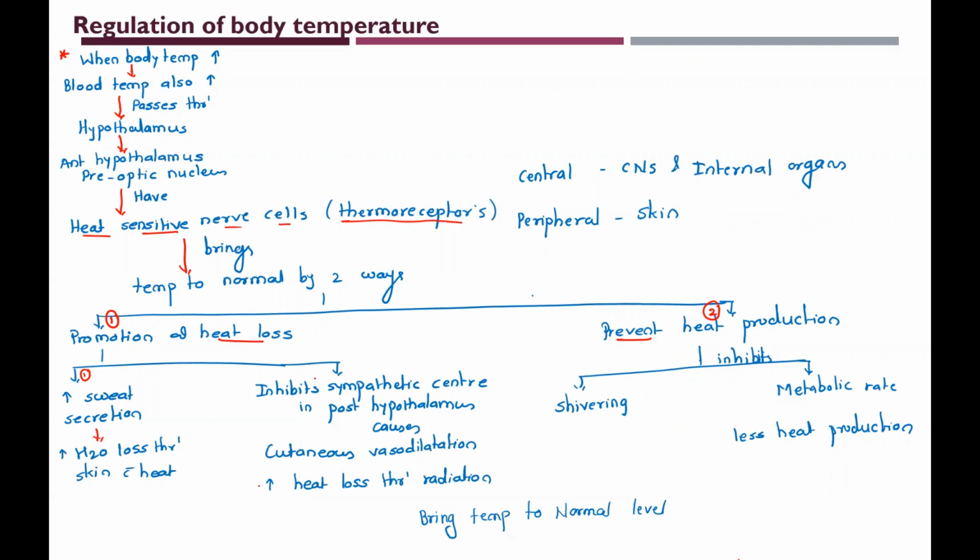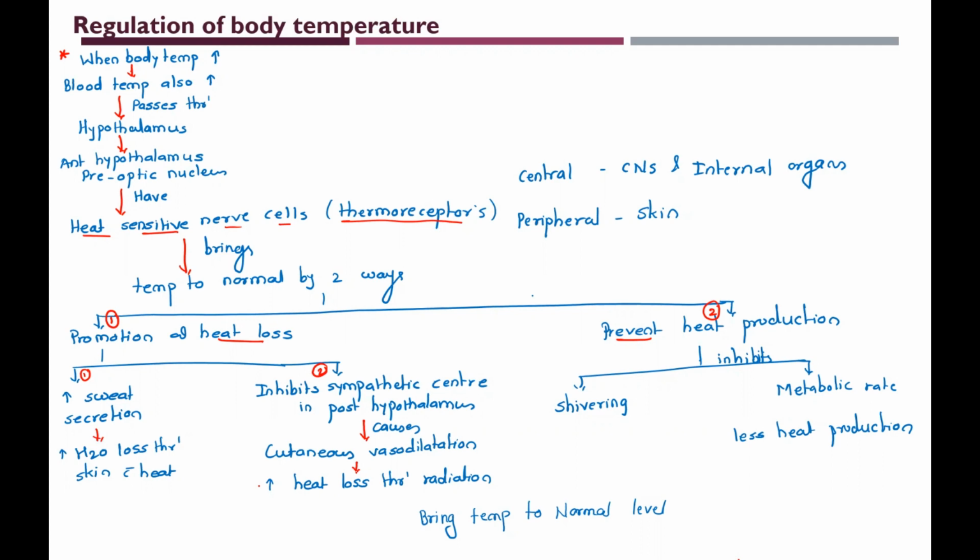Along with water, heat is also lost. And the second thing it does is inhibit the sympathetic center in the posterior hypothalamus. When this sympathetic center gets inhibited, it causes cutaneous vasodilation. So once the cutaneous vessels, that is the vessels in the skin, get dilated, there will be increased heat loss through radiation. Okay, we have already discussed the ways of heat loss.